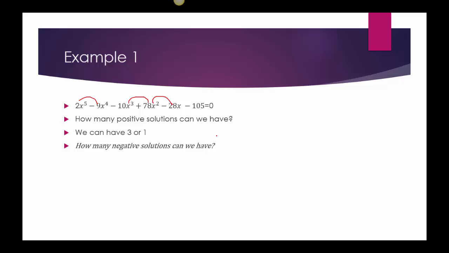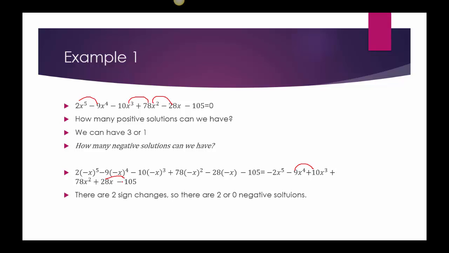How many negatives do we have? Before you look at what I did for the negatives, plug negative x in for those x's in the equation and see if you can figure out how many times we see a sign change there. Okay, I hope you paused me and you tried it. If not, do that. You can see, again, I put parentheses around that negative x, and I was really careful to see I have negative 2x to the 5th minus 9x to the 4th plus 10x cubed plus 78x squared plus 28x minus 105. So this was negative, negative, there's a positive. That's 1. Then it says positive, positive, positive, negative. There's 2. So I have 2 or 0 negative solutions.